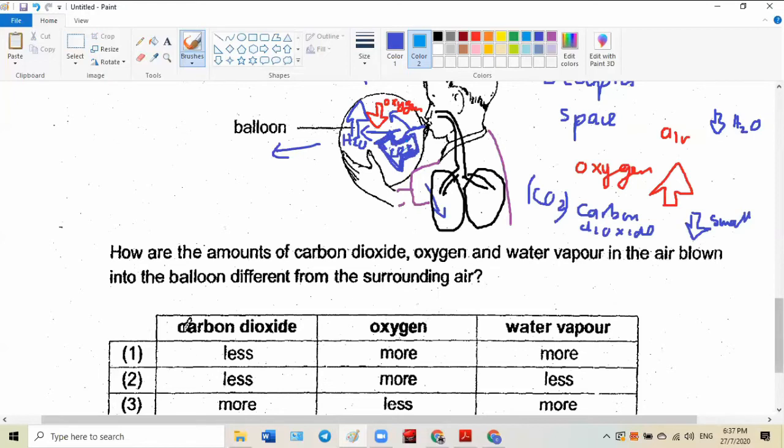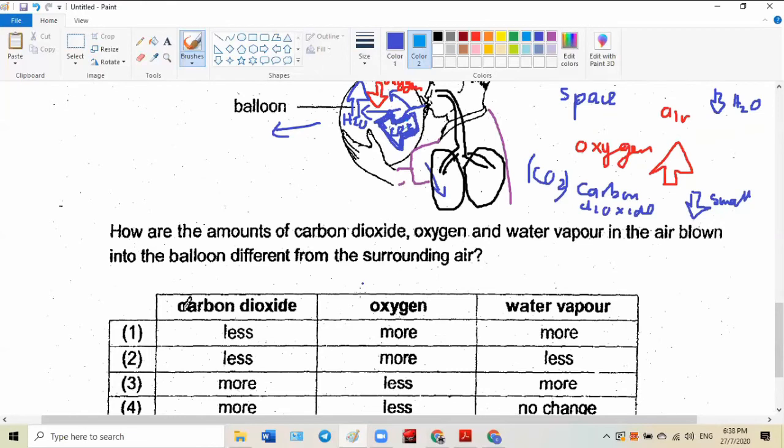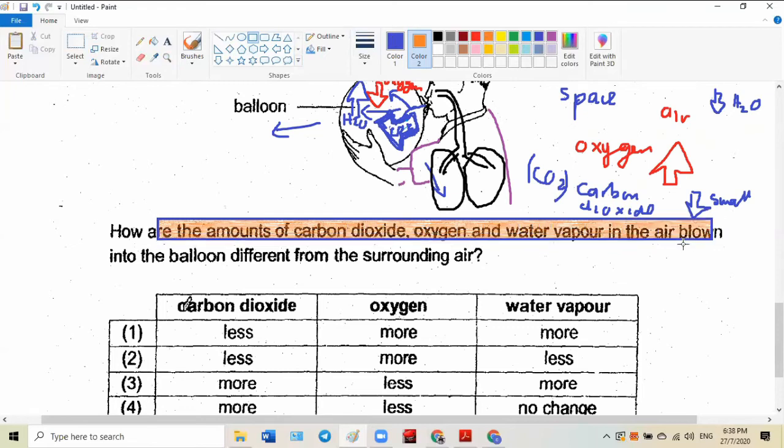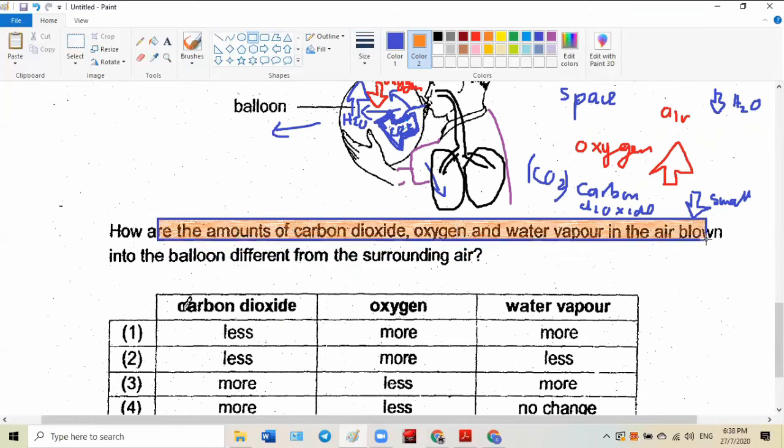How are the amounts of the carbon dioxide blown in the balloon different from the surrounding air? Talking about in the balloon. In the balloon. Hey, you must understand English. Your English lousy, how to do? See, how are the amounts talking about the carbon dioxide, water in the balloon, right? Different from the air. Okay, how is in the balloon different from the air? So what is it? In the balloon, what? Have more or less?